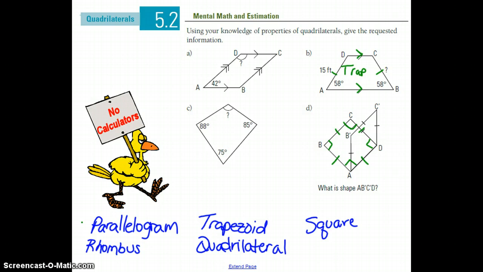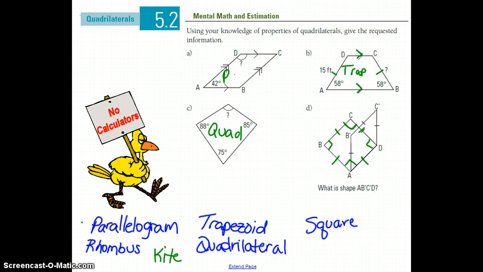It's very close to being a kite, so a kite is another kind. But a kite would need these angles to be the same, and then those side lengths to be the same, and these ones to be the same. So this one is not a kite, so we have to classify it as just a general quadrilateral.